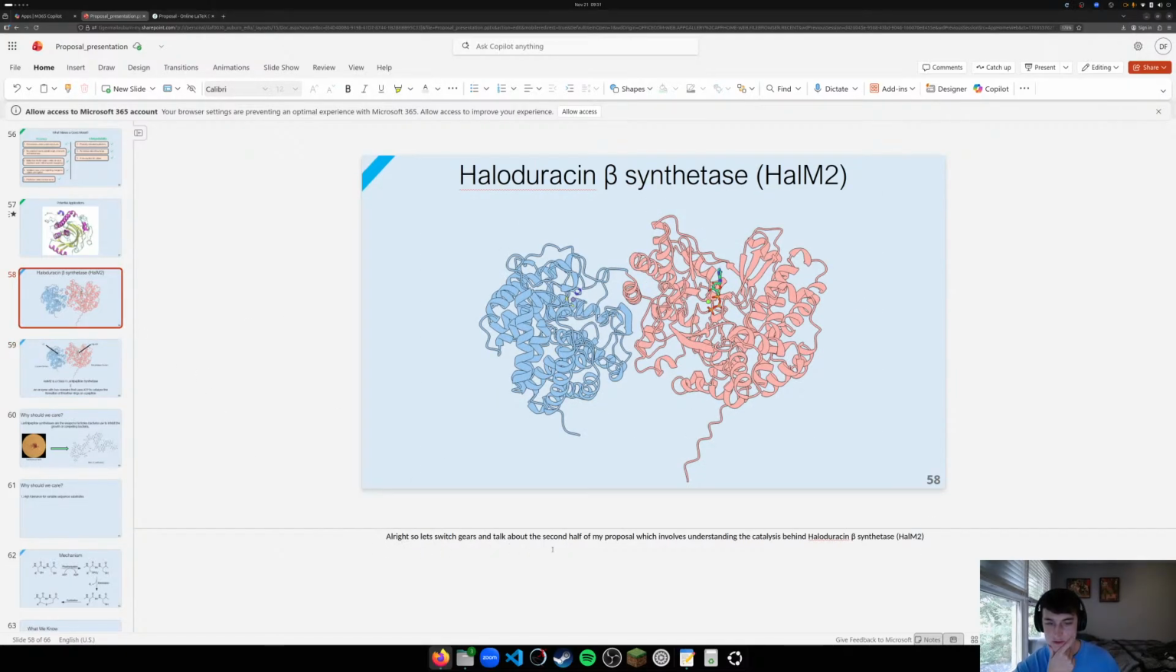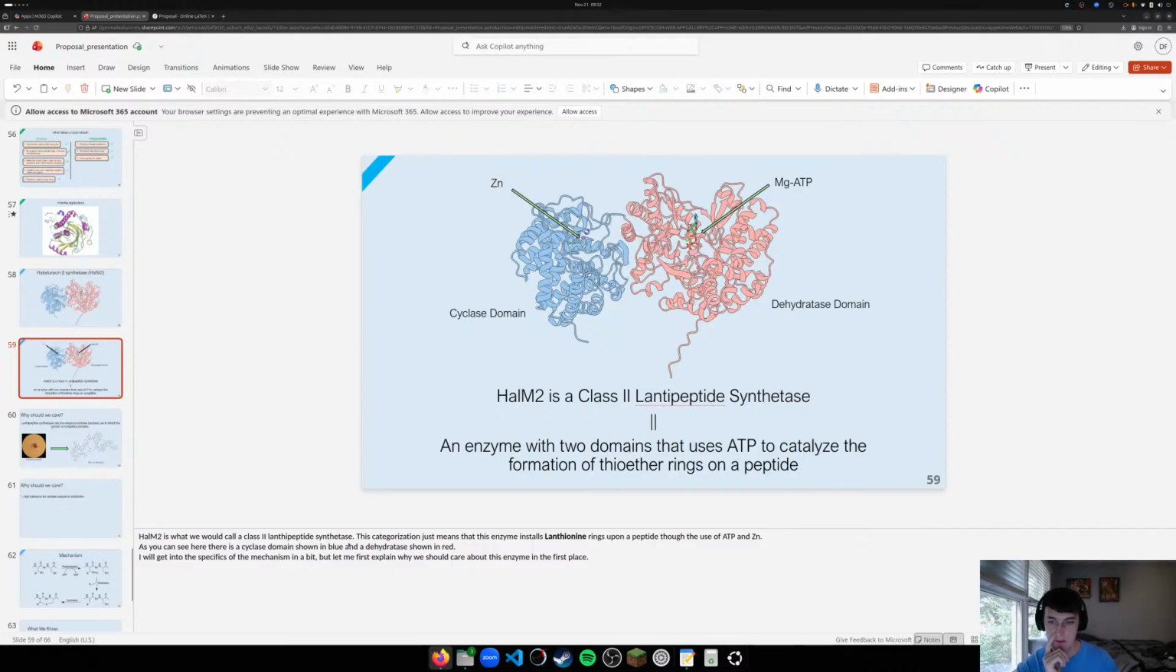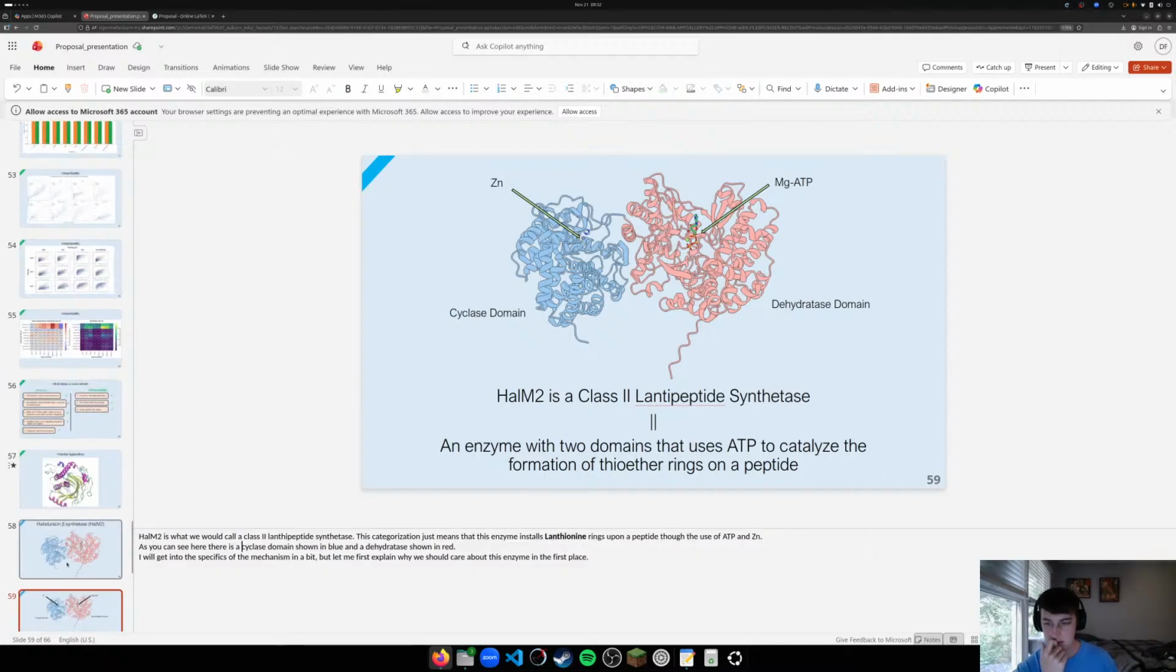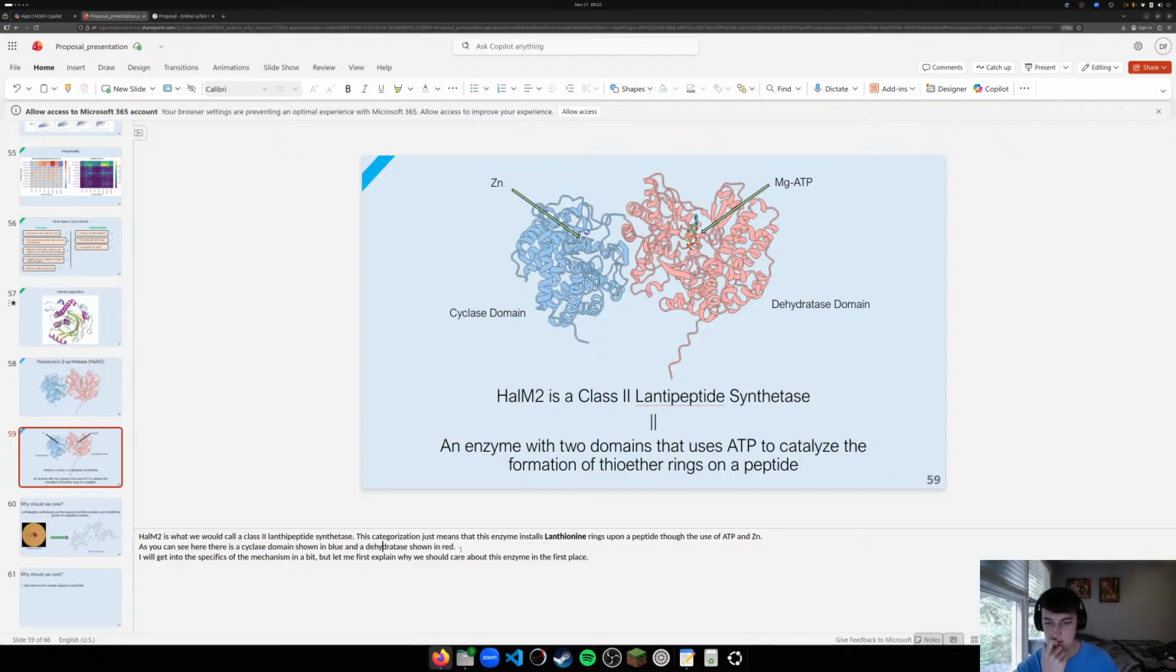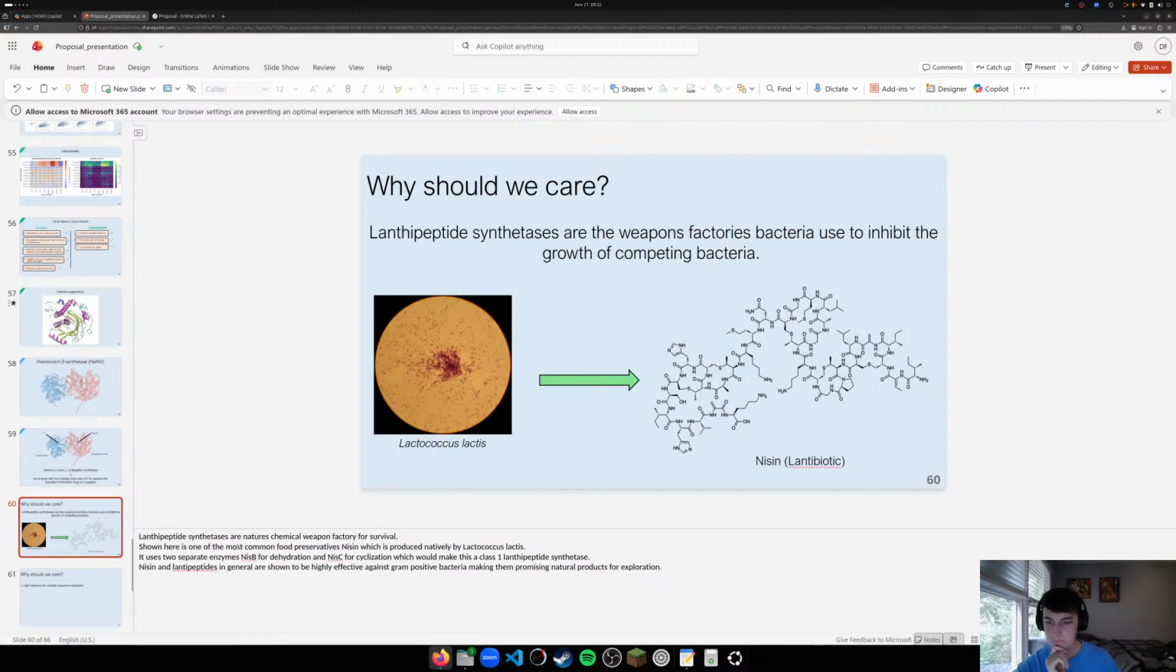Alright, so let's switch gears to the second half of my proposal, which involves understanding the catalysis behind halidrosine beta synthetase, Halin 2. Halin 2 is what we call a class 2 lantipeptide synthetase. This categorization just means the enzyme installs lanthionine rings upon a peptide through the use of ATP and zinc. As you can see here, there is a cyclase domain in blue and a dehydratase in red. I will get into the specifics of the mechanism in a bit, but let me first try to explain why we should care about this enzyme in the first place.